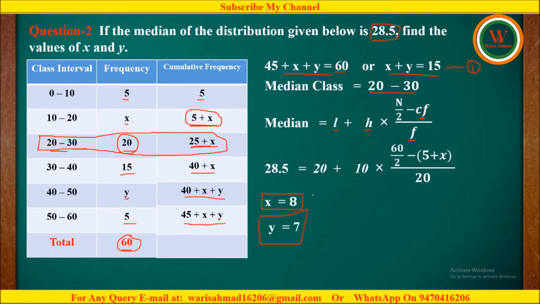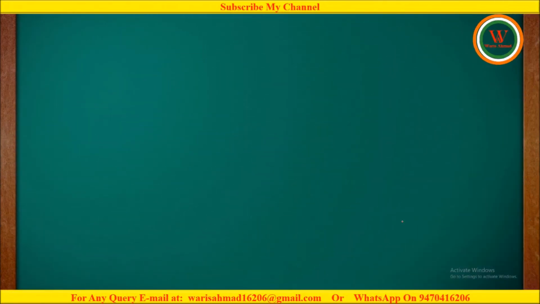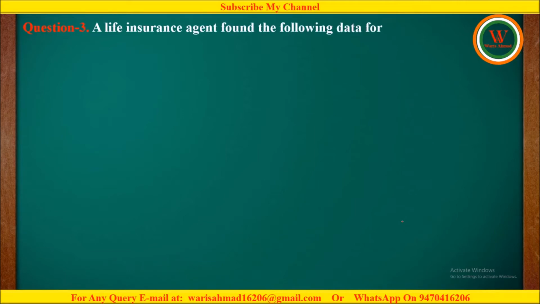So these two are the solution of the given question. Now let us consider question number 3 of the same exercise. A life insurance agent found the following data for distribution of ages of 100 policyholders.